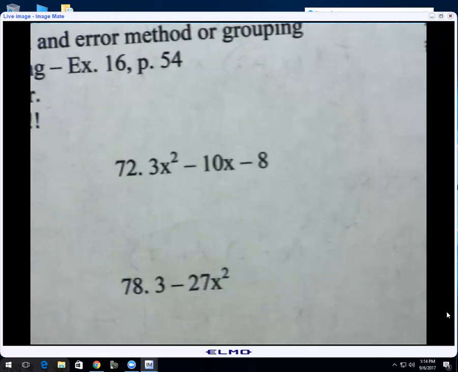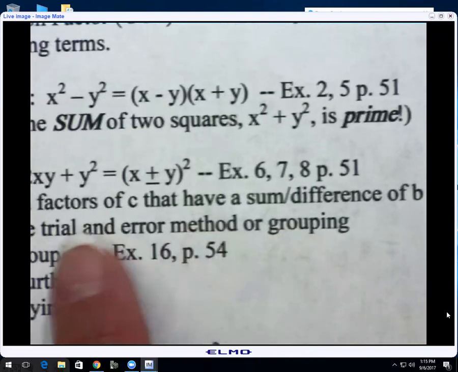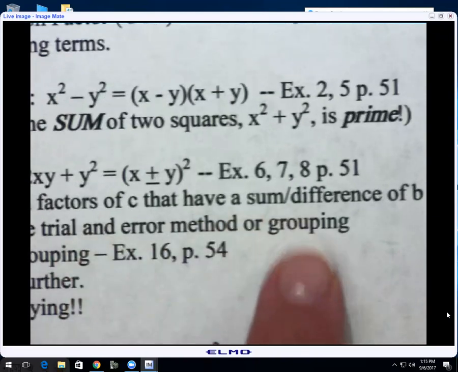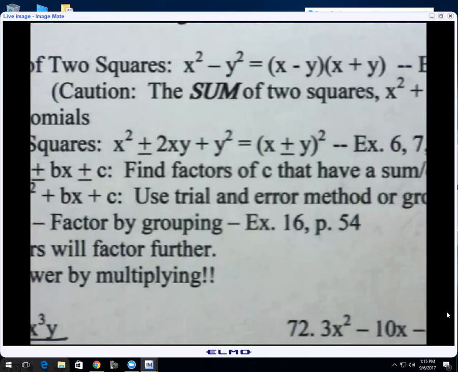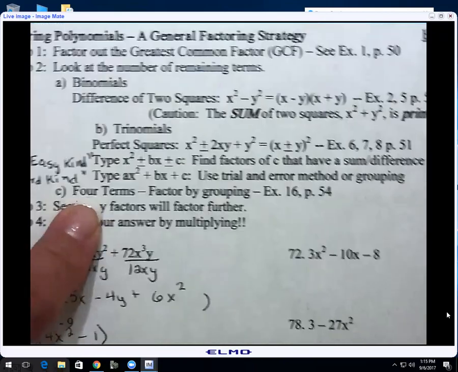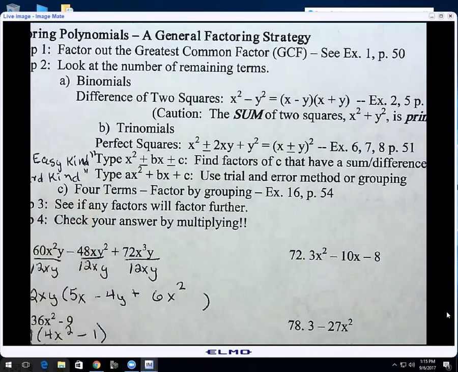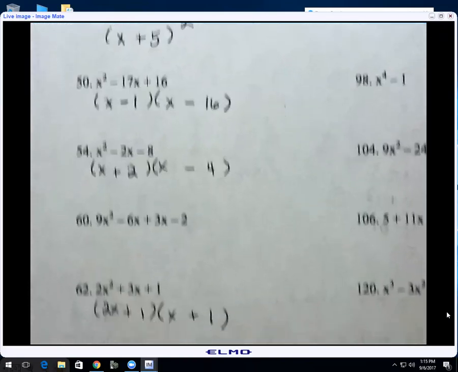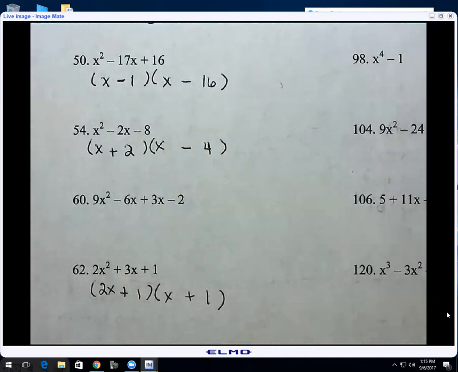And factoring by trial and error would be something you need to practice because you keep getting faster and faster at it. Before we do 72, since we just said we're going to do this hard kind of trinomial by trial and error or grouping, I need to figure out what grouping means. And according to this C part right here, I'm going to use grouping whenever I have 4 terms. And that would be like number 60. Number 60 has 4 terms.